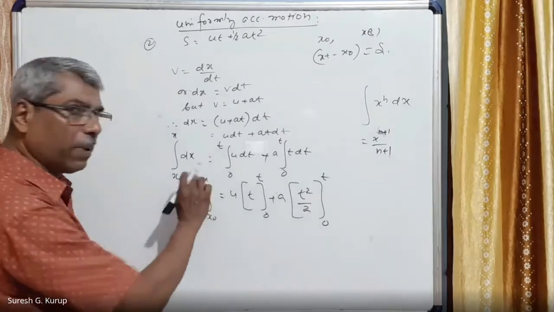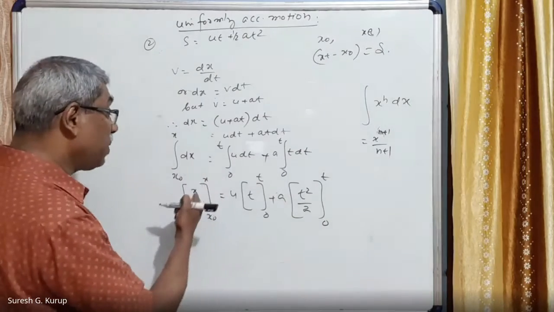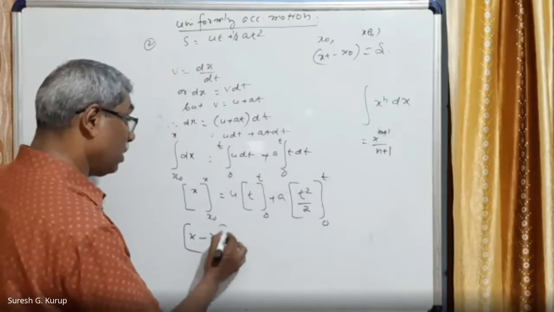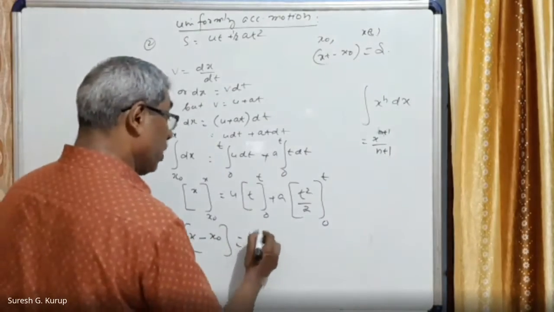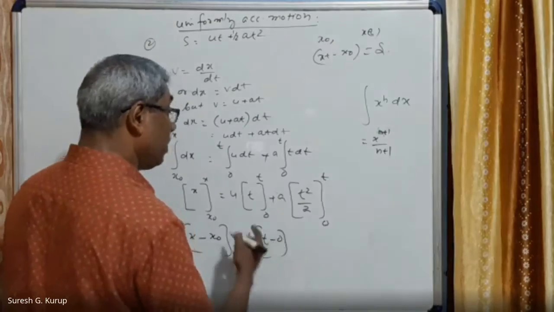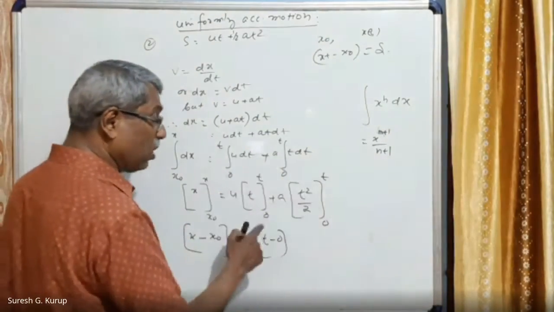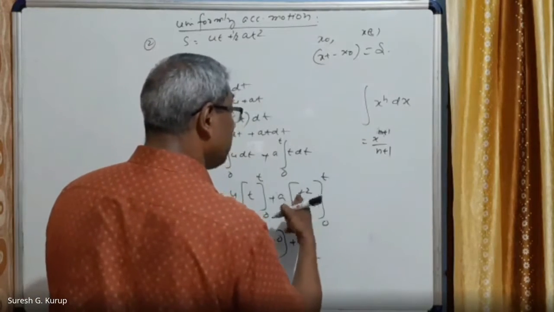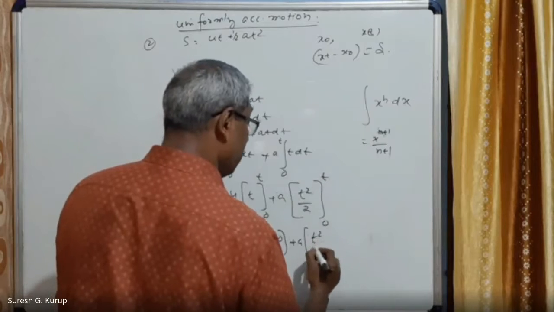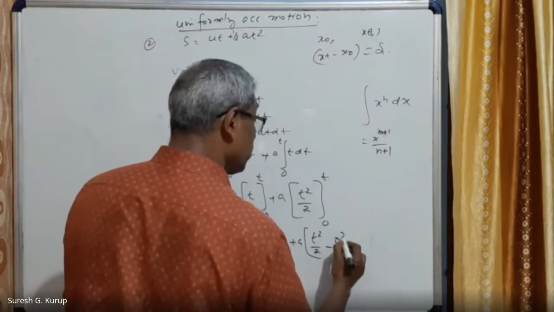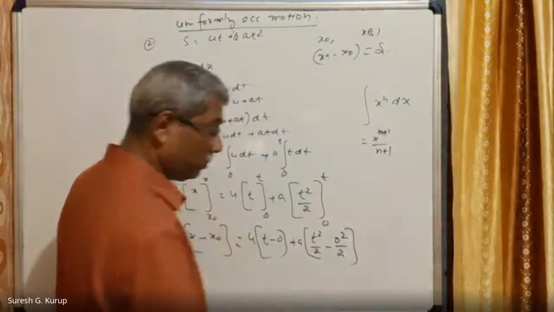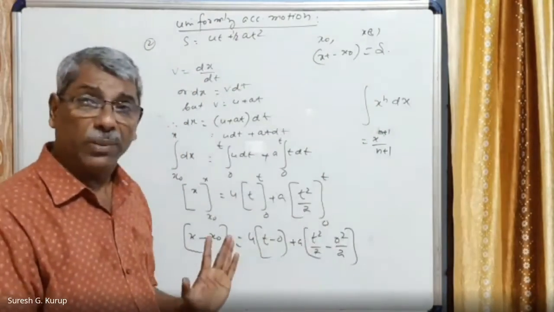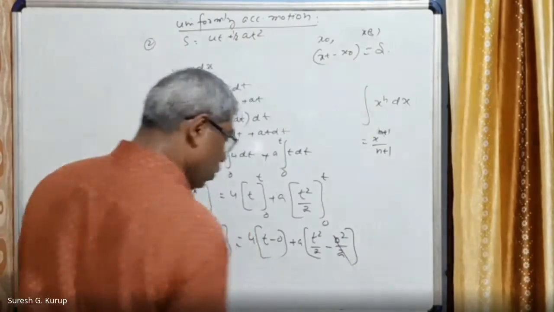Right. Now the limits are applied. When limits are applied, upper limit minus lower limit. That means in place of x you will put the upper limit. That is x minus x0, which is equal to u into t minus 0. That means upper limit first, minus lower limit 0. Again, plus a into t square by 2 minus 0 square divided by 2. First upper limit, then lower. 0 square by 2 is 0 only, no problem, right?